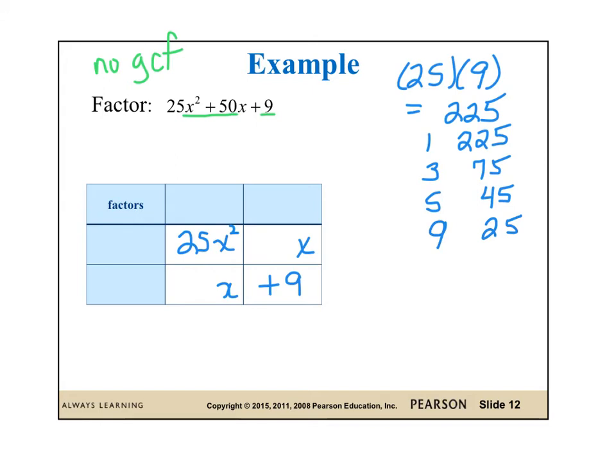And 11 doesn't work, of course. 13 doesn't work. 15 does. And it's 15 times 15. So, like I said, even though you might think there's a lot of factors, there's not all that many.